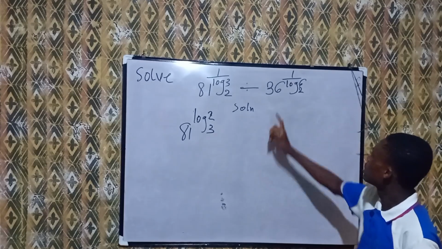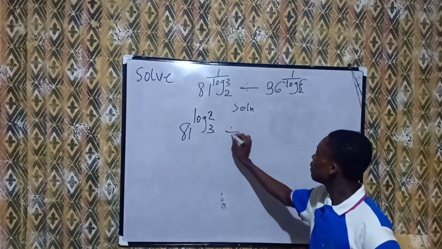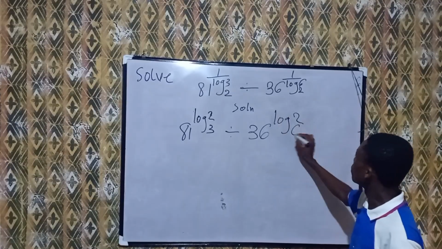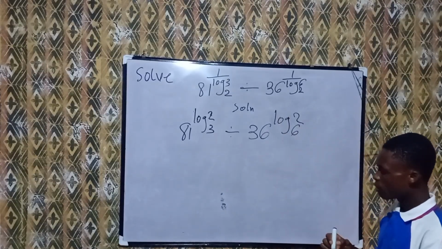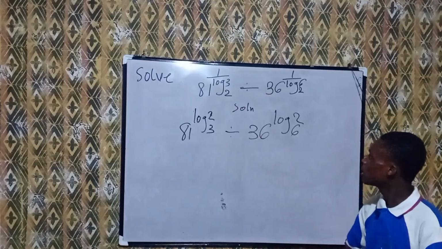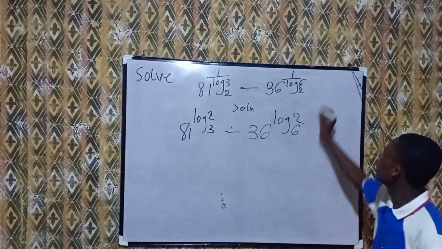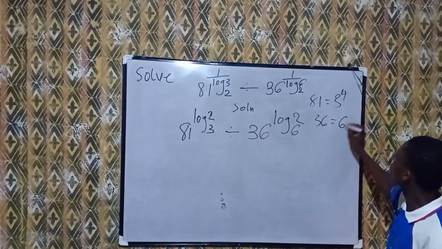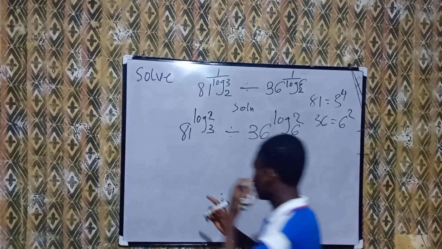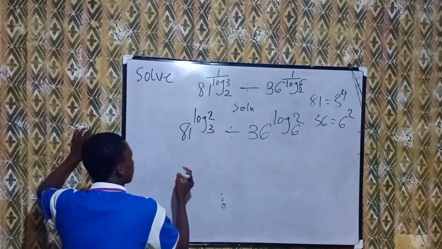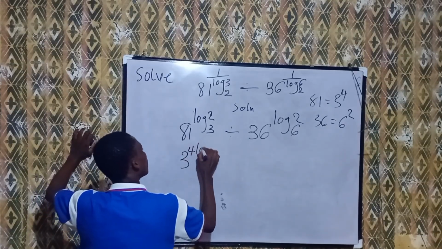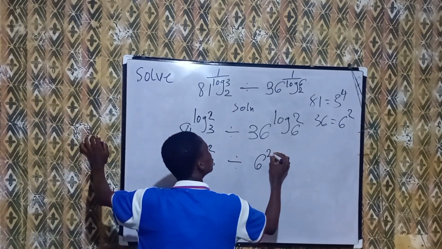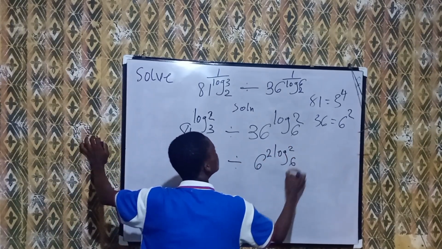So from here, let's also apply the same law here. Here we can say this is divided by 36 to the power of log 2 base 6. The same thing. All right, now from this place, we know that 81 equals 3 to the power 4 and 36 equals 6 to the power 2. So let's apply it here. We have 3 to the power 4 log 2 base 3 divided by 6 to the power 2 log 2 base 6.